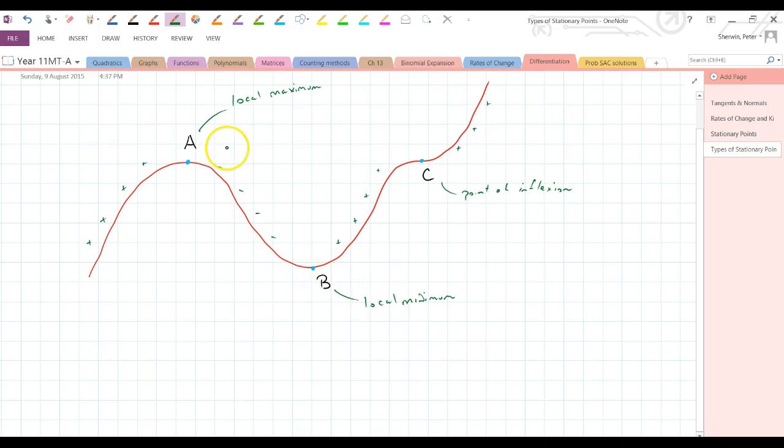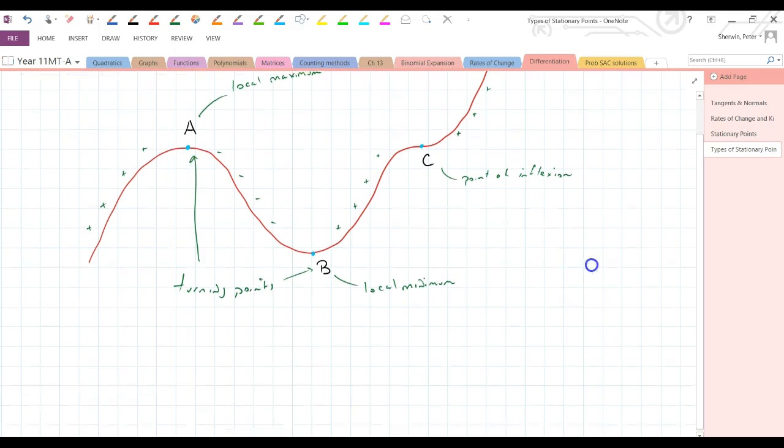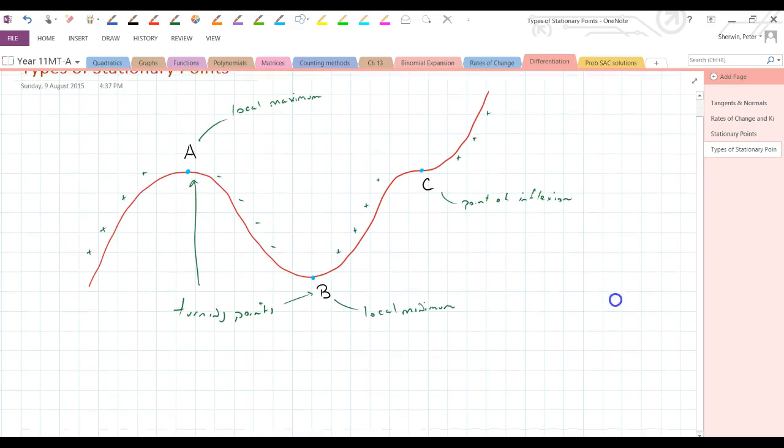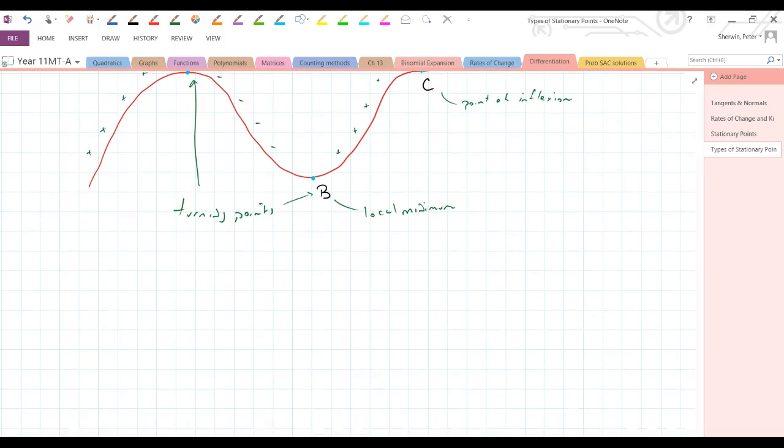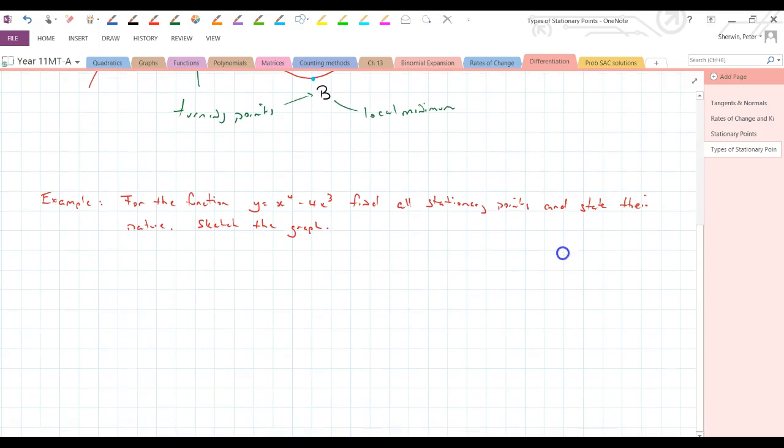So you could call these turning points as well. We might just make a note of that. Turning points, there and there. Okay, so how do we test? Well, we just talked about how we test. Let's maybe get straight into an example. Okay, so we're just going to look at this example here.